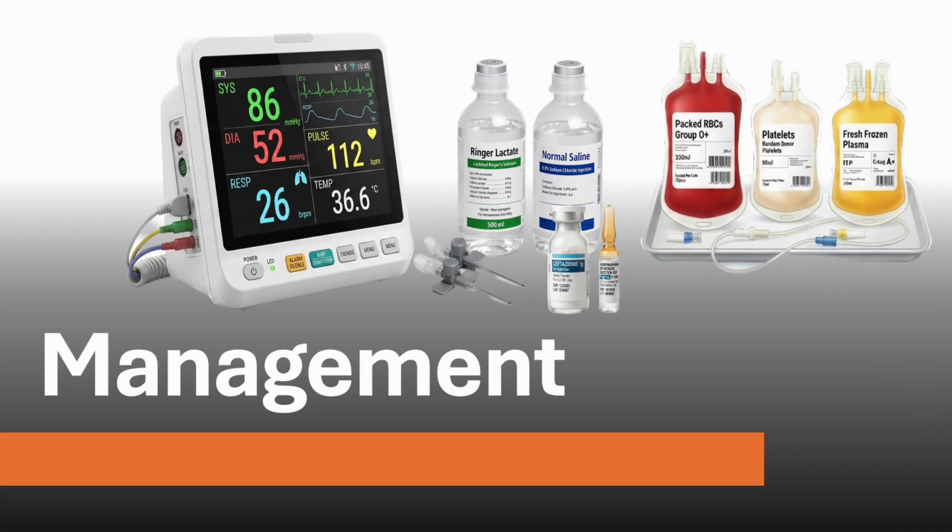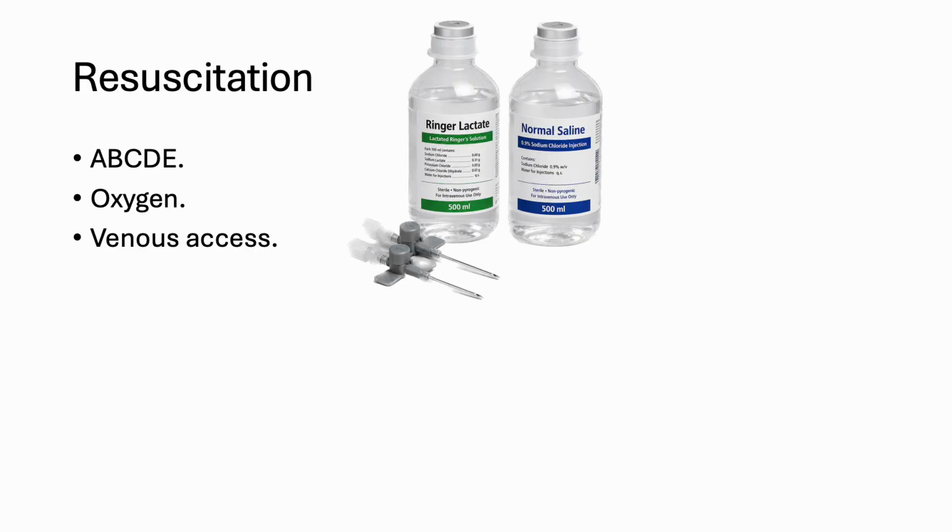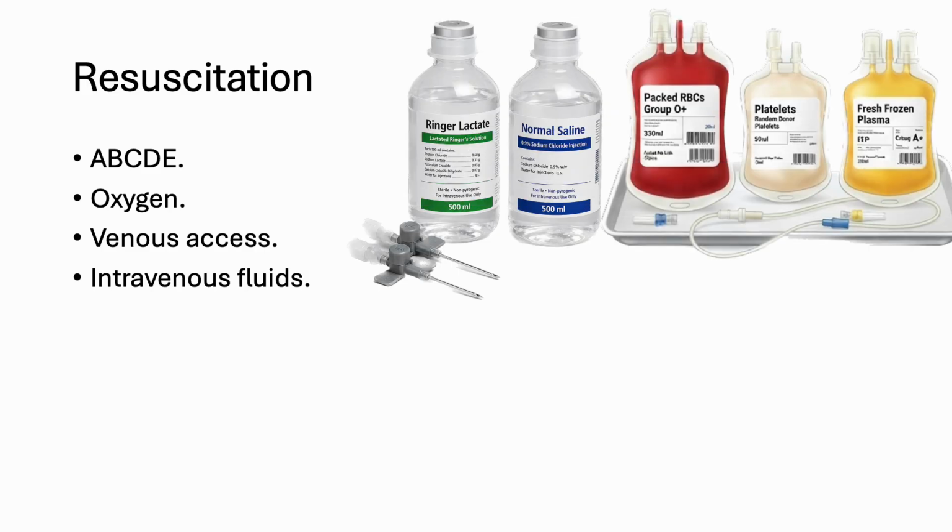Now we move on to the management of shock. We need to start resuscitation immediately with the ABCDE approach. Intubate if the Glasgow coma scale is 8 or less, give oxygen if needed according to the saturation, establish wide bore cannula and give intravenous fluid 500 ml as a bolus. Patients with hemorrhagic shock unresponsive to IV fluids will need blood products.